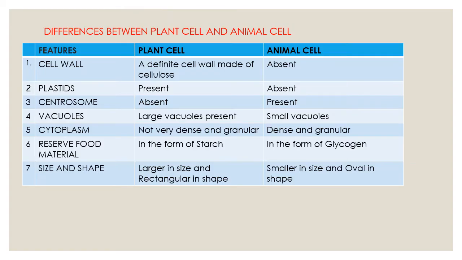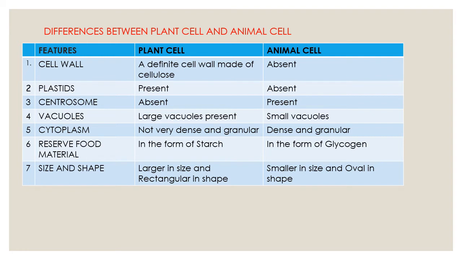These are the differences between plant cell and animal cell. There is a definite cell wall for a plant cell, but it is absent in the case of animal cell. Plastids are present in plant cell, it is absent in animal cell. Centrosome is present only in animal cell and large vacuoles in plant cell and small vacuoles in animal cell. And cytoplasm is very densely packed and granular. Densely packed means thick in the case of animal cell.